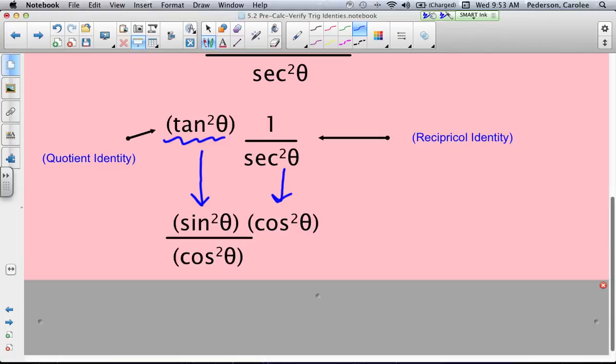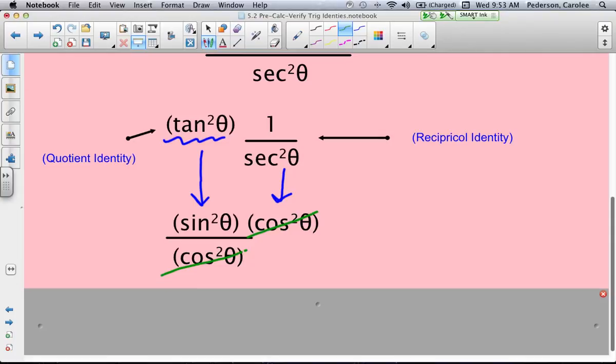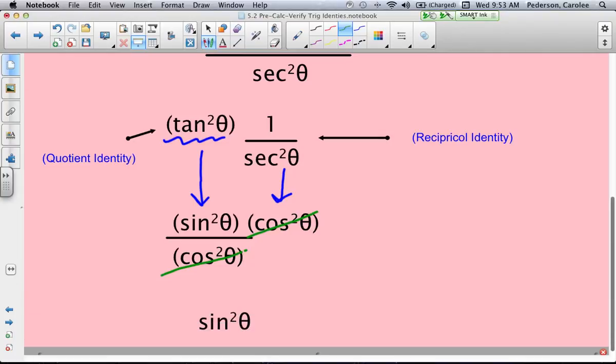Yeah. Best part ever. I get to cancel something. I get to cancel the common factor, cosine squared of theta, cosine squared of theta. And what are we left with? Sine squared of theta. Yay, we got it. So we got it to check off that the two sides do in fact equal each other.